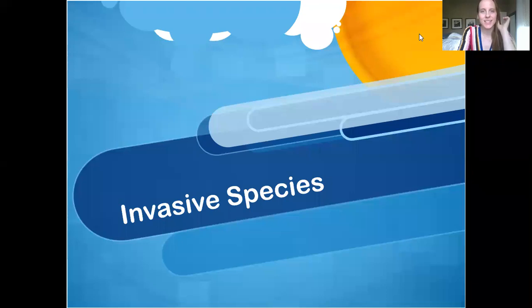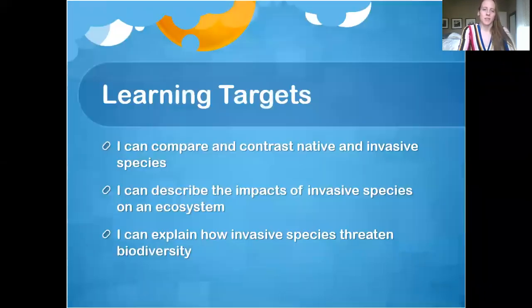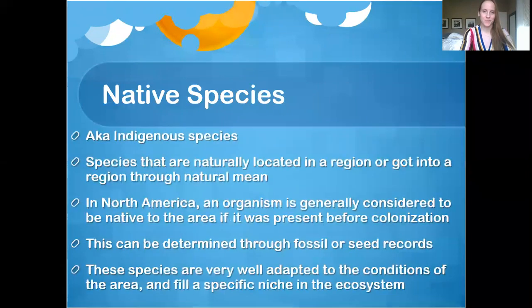Okay, so like I said, this is all about invasive species. We're going to be looking at what the difference is between an invasive species and a native species. Then we're going to look at some of the impacts of invasive species and talk about how they threaten biodiversity.